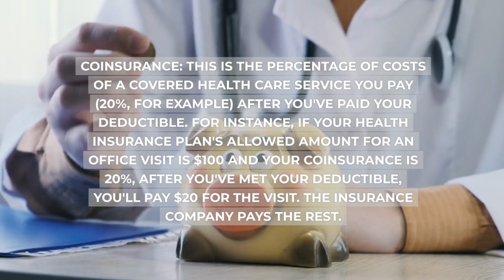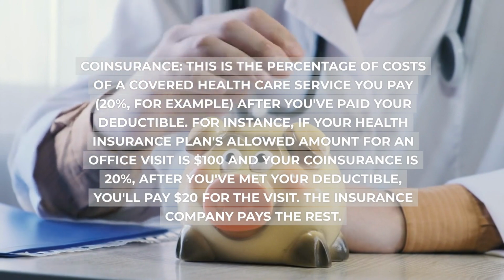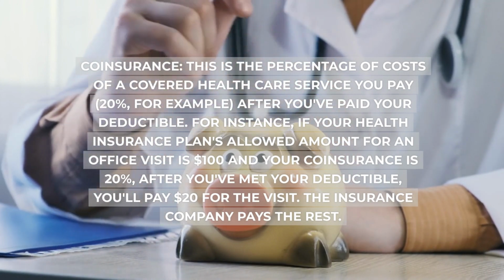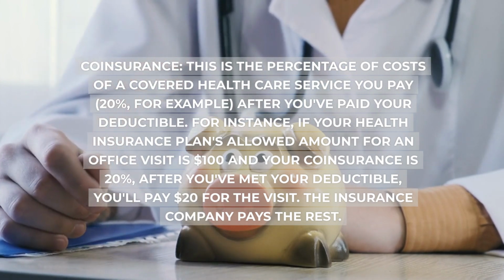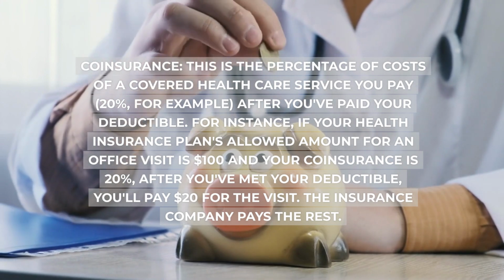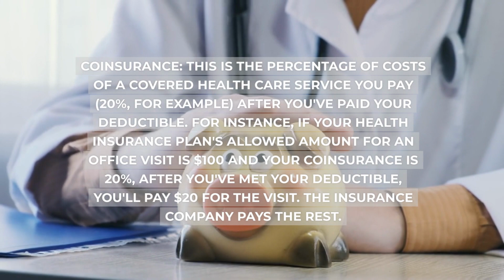This is the percentage of costs of a covered healthcare service you pay, 20%, for example, after you've paid your deductible. For instance, if your health insurance plan's allowed amount for an office visit is $100 and your coinsurance is 20%, after you've met your deductible, you'll pay $20 for the visit. The insurance company pays the rest.